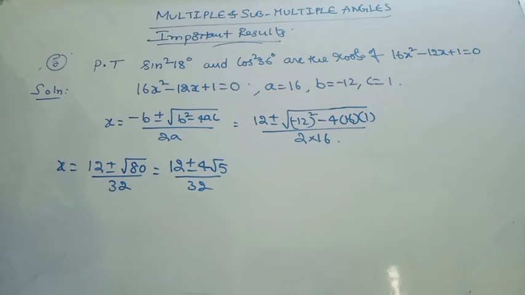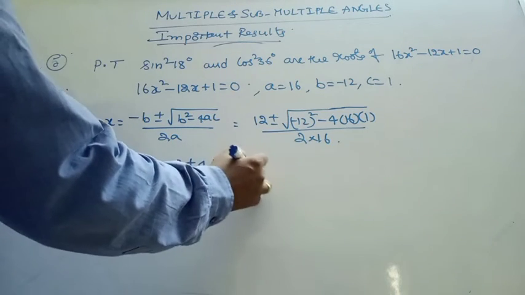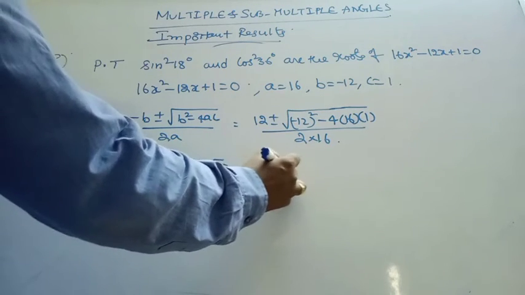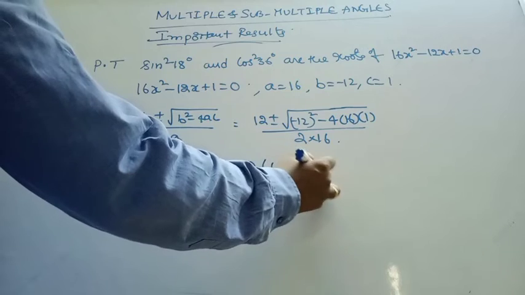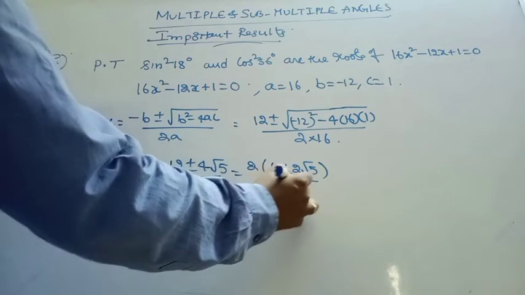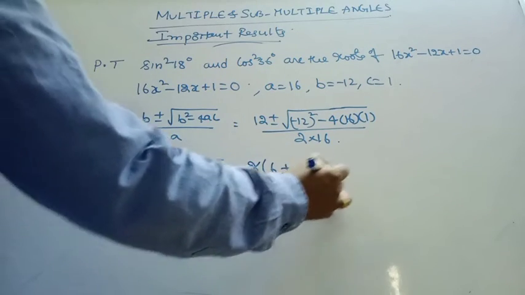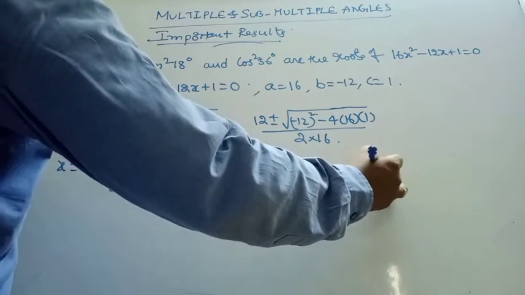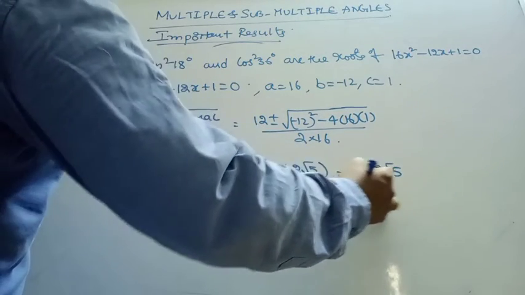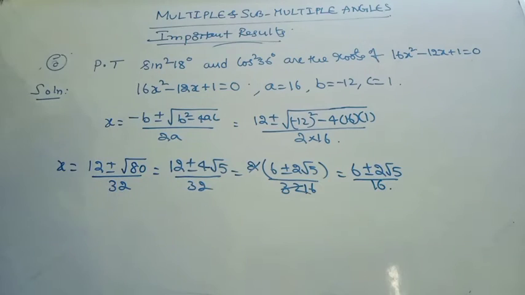If you write 4 common, yeah, fine. What we will be doing is this. Instead of 4, I will take 2 common here. What I am going to get is 6 plus or minus 2 root 5 by 32, right? 2 ones, 2 16s. So that means we have got 6 plus or minus 2 root 5 by 16, like this, right? 2 plus or minus that we are having here, of course.